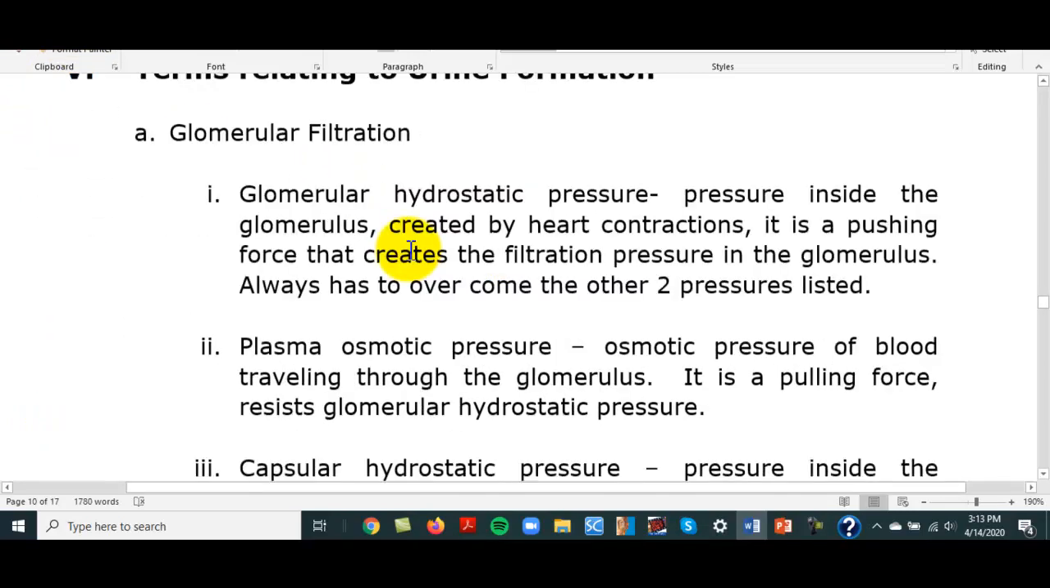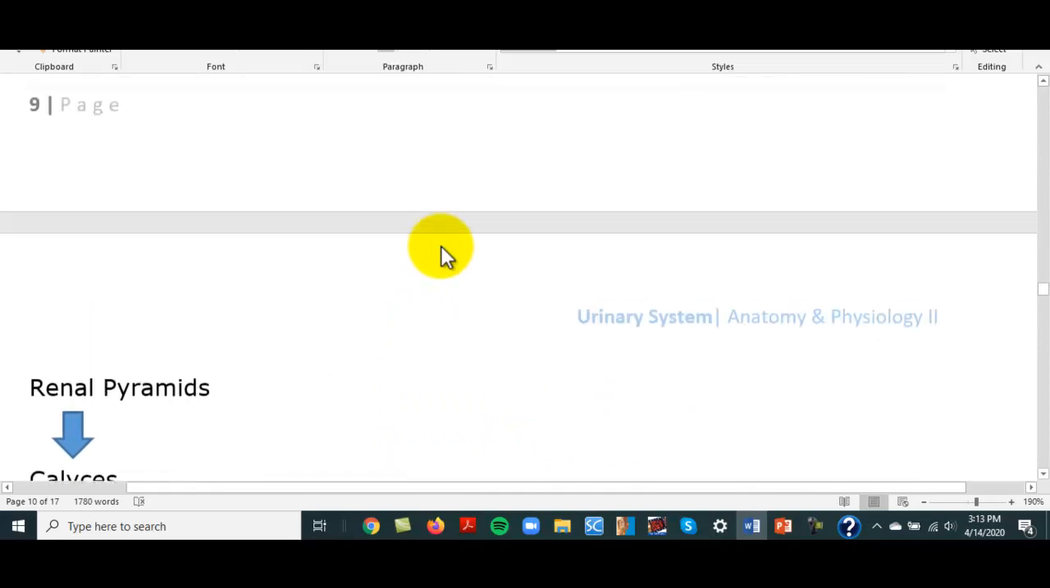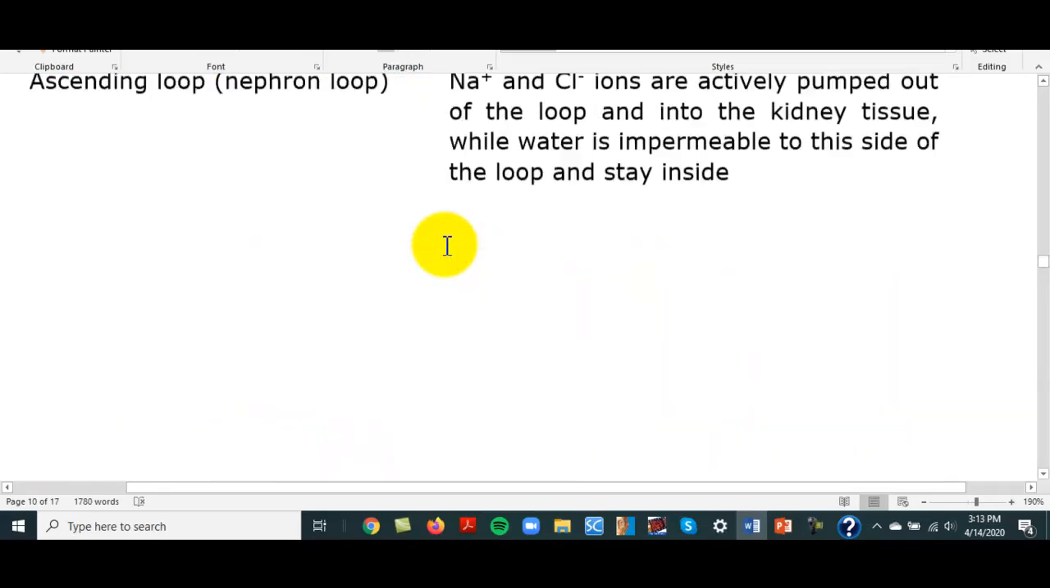All right, so anyway, that's where we're going to start. So I'm going to go back up here.